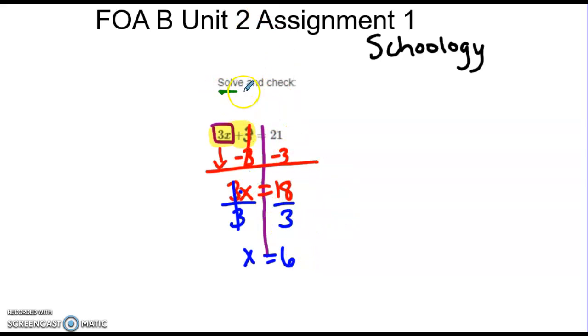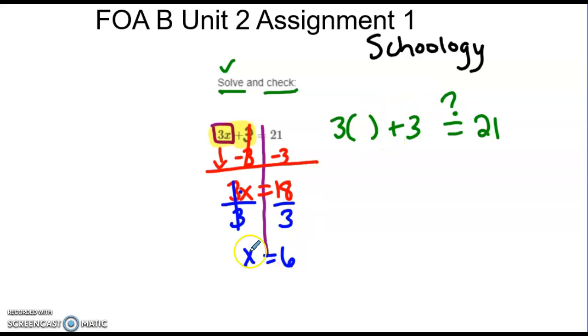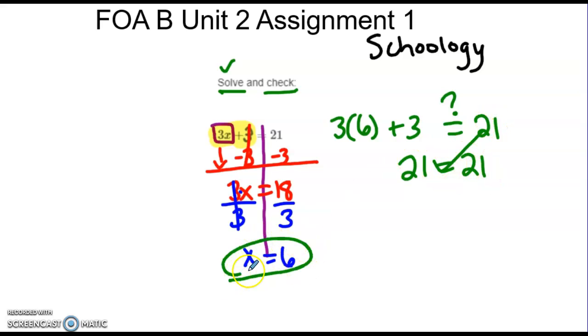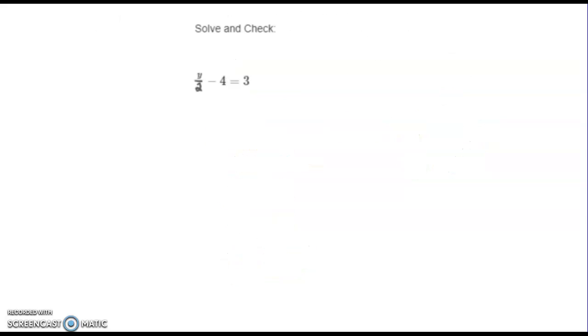So I have solved it, and now I'm going to check it. To check something, remember wherever you see the letter, you put a parentheses. So 3 parentheses plus 3, and I'm going to type it in my calculator and see if that equals 21. I'm going to take what I got for x, and instead of writing x, I'm going to put the 6 in the parentheses. Then I'm going to type in my calculator 3 times 6 plus 3 and see if that equals 21. I'm not actually showing you the calculator right now, but I will in the next one. It does equal 21, so I have checked it. It is correct.